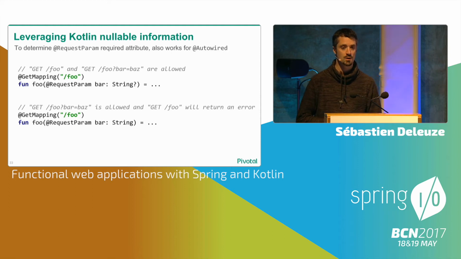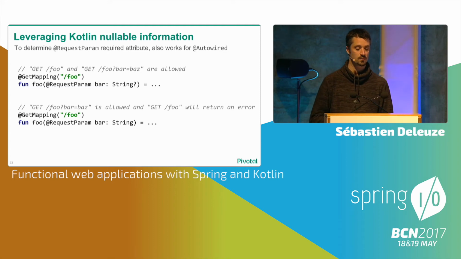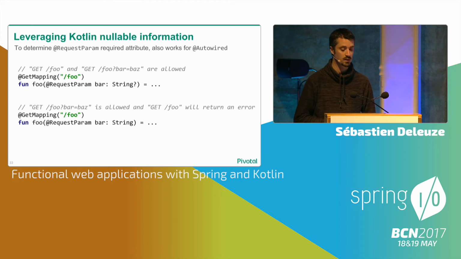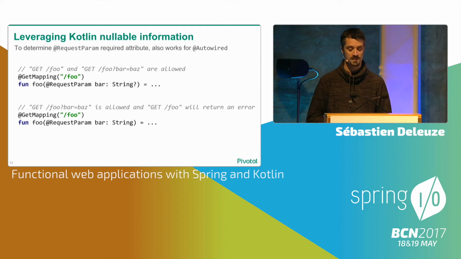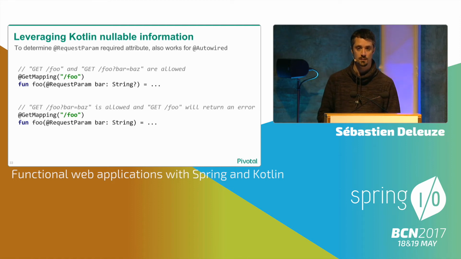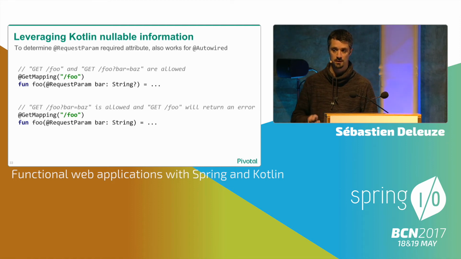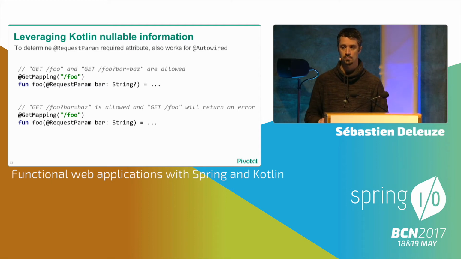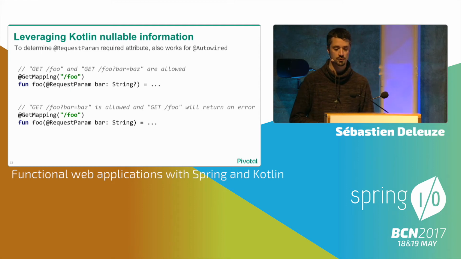We leverage Kotlin nullable information to automatically determine the request param and the autowired required attribute. What that means is that if you annotate a nullable type with request param, the request parameter will be optional, while if you annotate the same type but non-nullable, it will be mandatory. It's the same for autowired. If you annotate a nullable type with autowired, the bean will be optional. If there is no such bean, that's not a blocking issue. If you annotate a non-nullable type, that means required equals true, and we will raise an error if such a use case occurs.